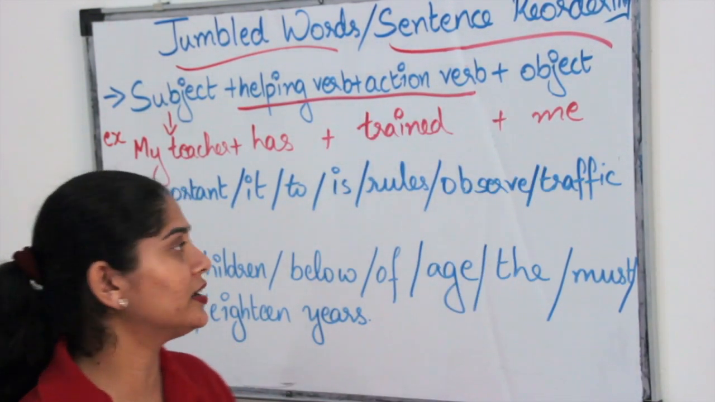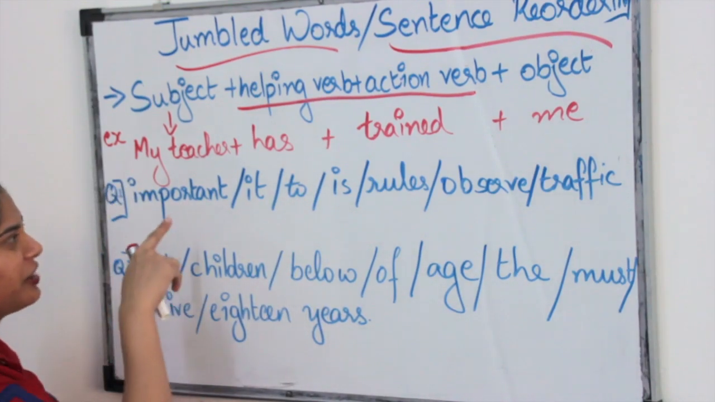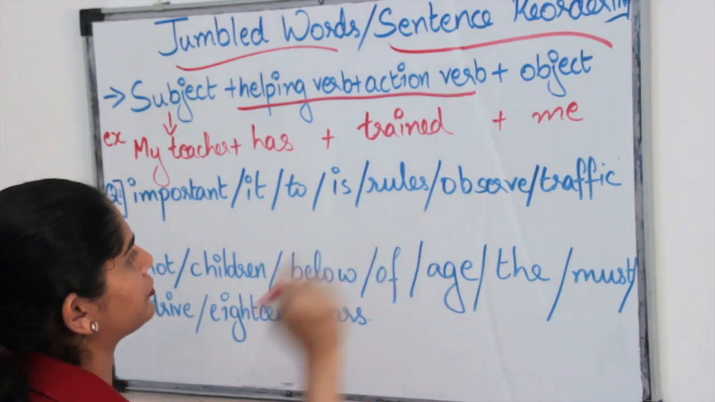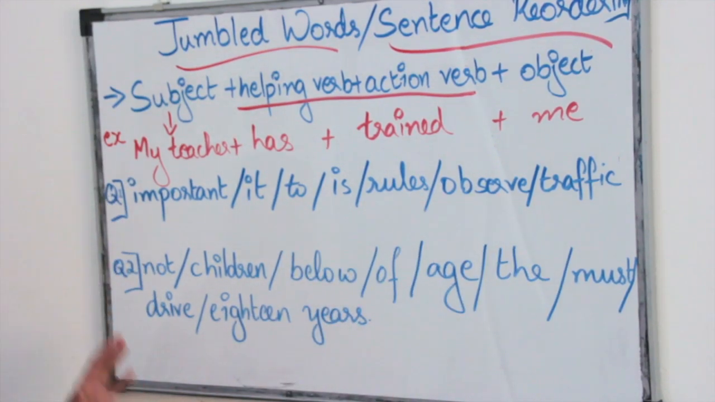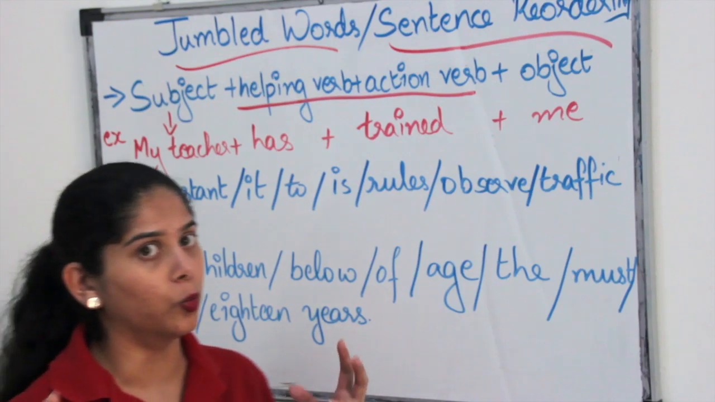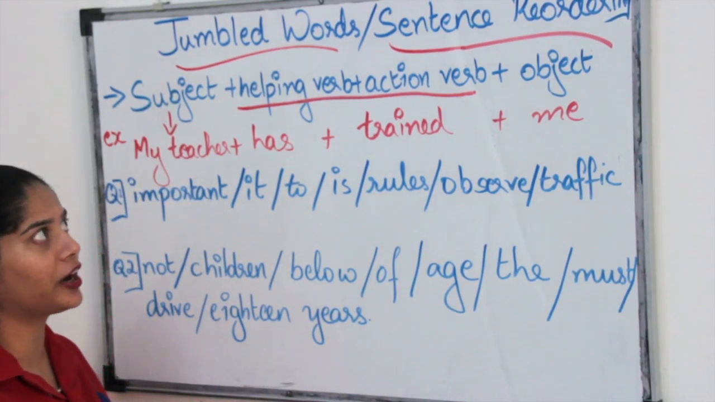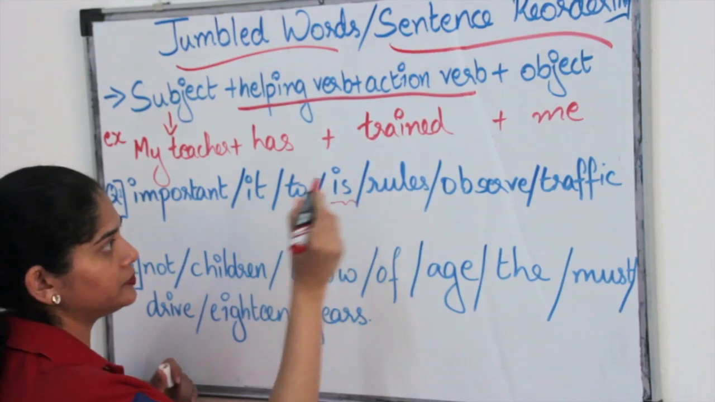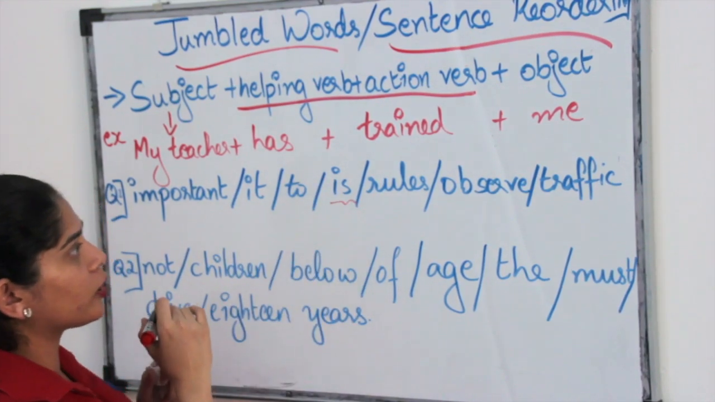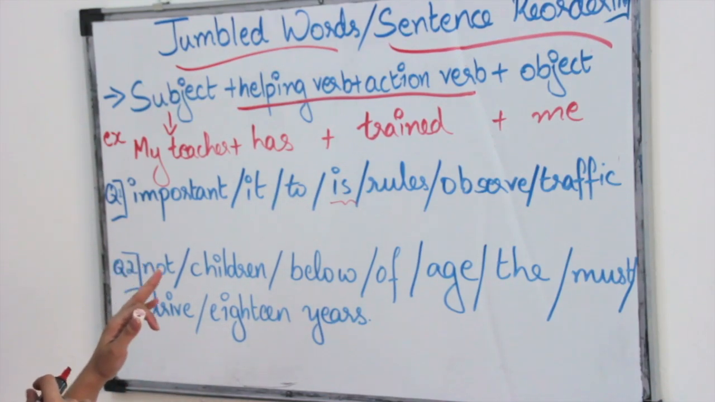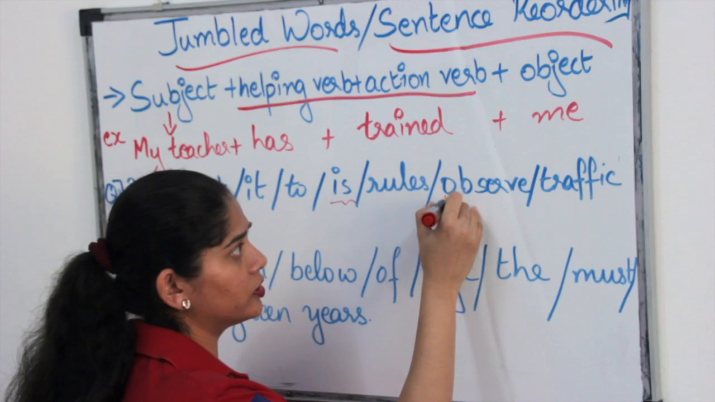Now we'll try doing an example. You have: important, it, do, is, rules, observe, traffic. Now our first task is, what is the verb? If you look into it, you can find a helping verb here. And you can also find that there is something called observe.